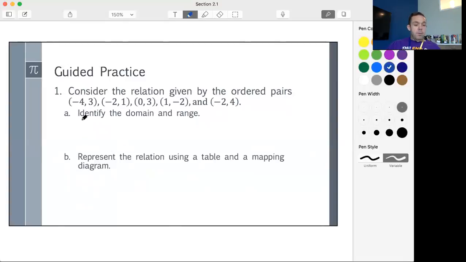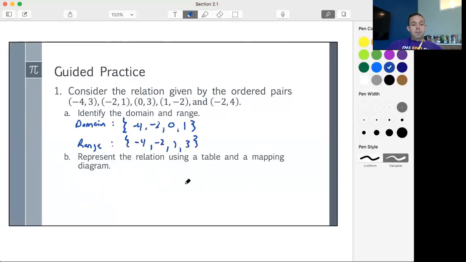All right, welcome back. So in A, you should have written the domain as the set consisting of -4, -2, 0, and 1. And then the range is going to be the set consisting of -4, -2, 1, and 3.